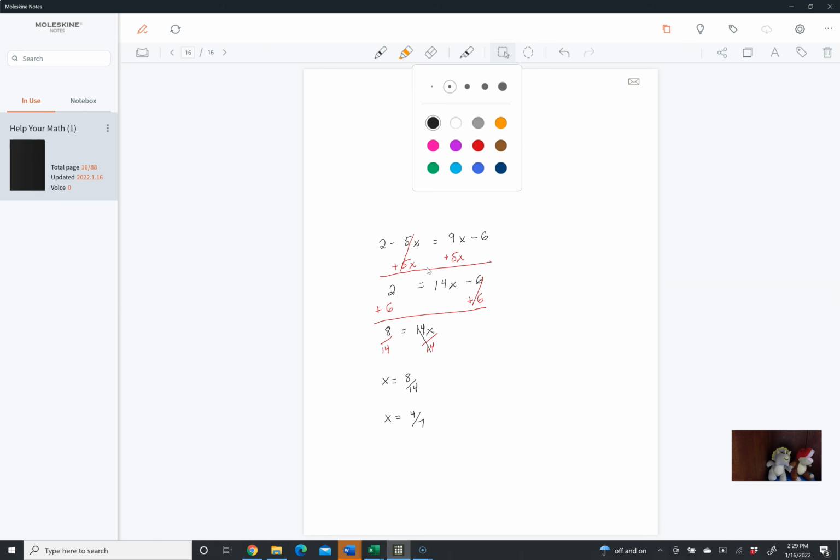So 4 over 7 is the same thing as 8 over 14, because if we multiply 4 over 7 by 2 over 2, you get 8 over 14, and 2 over 2 is really just 1. So anything times 1 is itself. That's the identity property. So 4 over 7 is our answer. You should always write your fractions in simplest form.